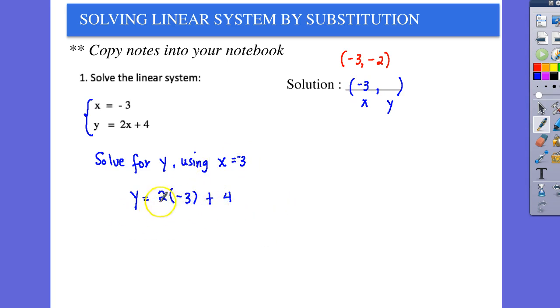And now you just have a simple equation. Solve for y. y equals 2 times -3 is -6 plus 4. -6 plus 4 is -2. So now we have values of x and y. So y is -2. And we know that this is correct because we already solved this by graphing earlier and we got the same x and y coordinates. Okay? All right, let's have another example.